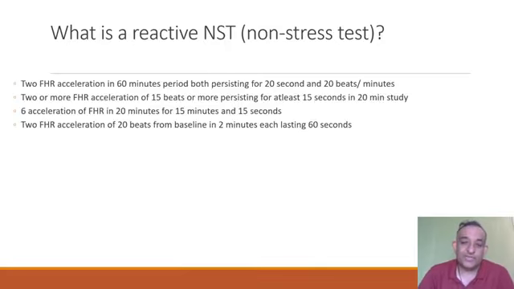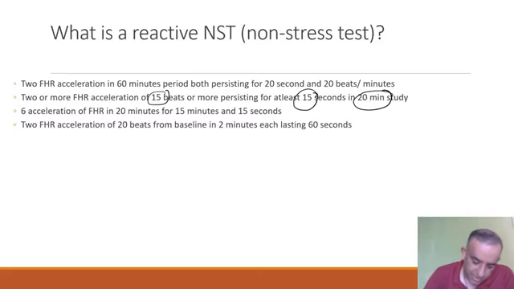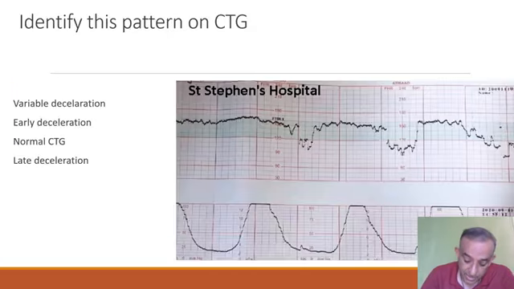What is a reactive non-stress test? Yes, guys. So this is what we discussed in the beginning of the class, and now the definition. I hope you still remember it. Yes, 2 or more fetal heart accelerations of 15 beats or more persisting for at least 15 seconds in a 20-minute study. So B is the answer. Okay, this is the answer to this question. All right, I hope you remember that well. Move on to the next one.